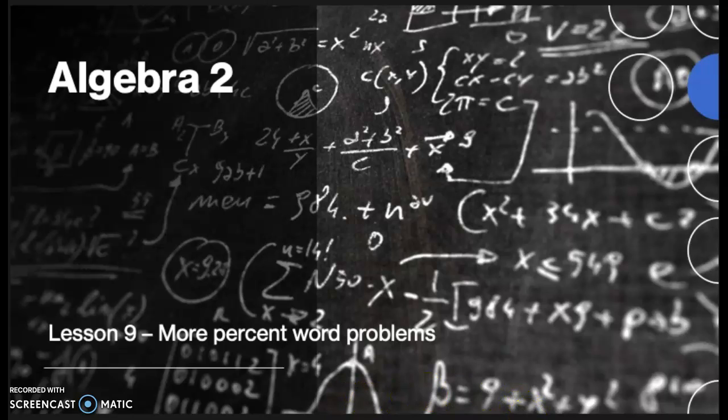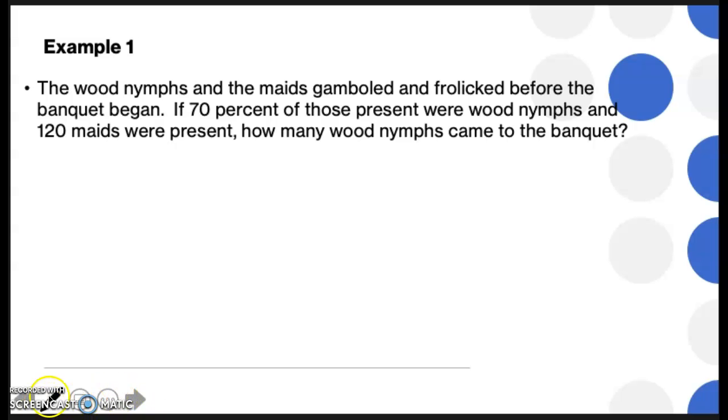I want to go over lesson 9. It's more percent word problems, but it's a little tricky with some new wording this time. Okay, let's look at this example. Now, don't let Saxon trip you up with these weird names. We have wood nymphs and we have maids, and they gamboled and frolicked before a banquet began.